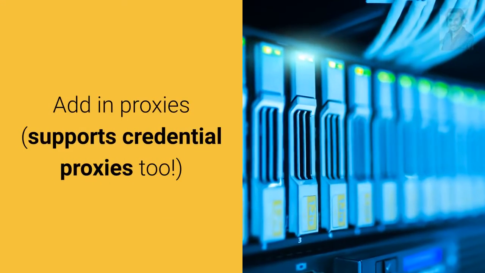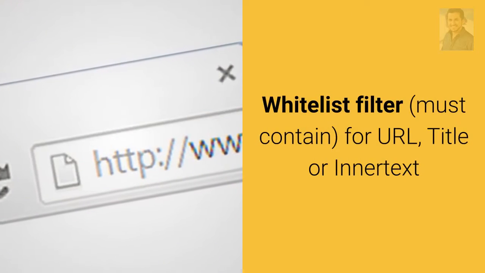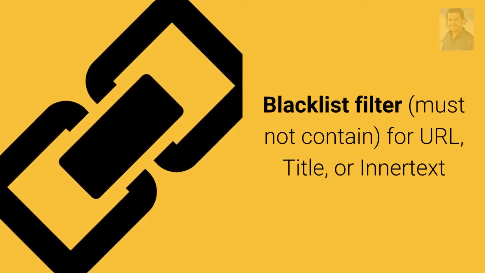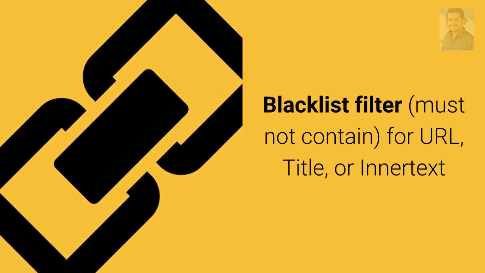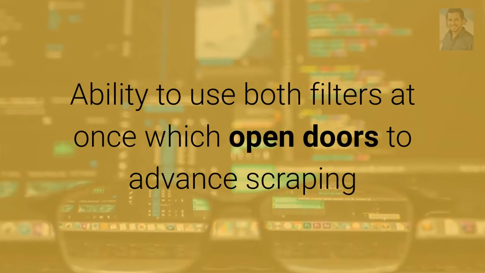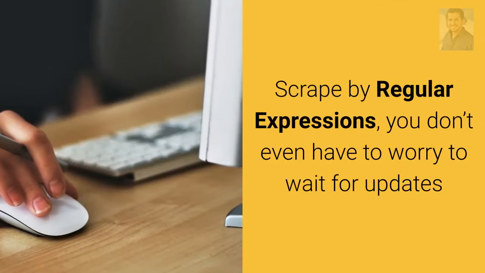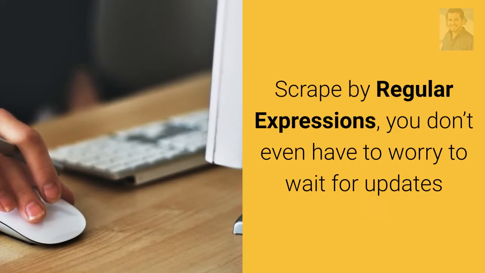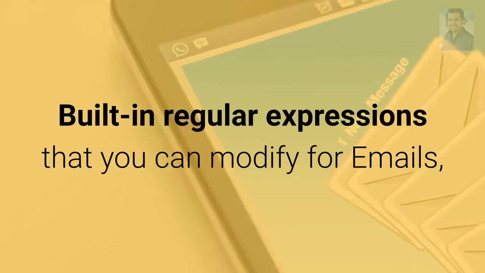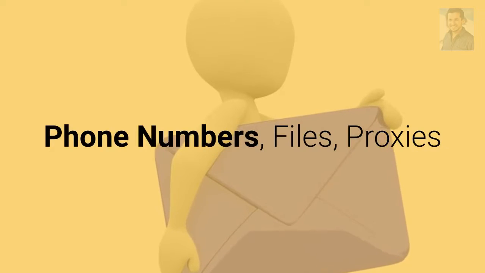Add in proxies, supports credential proxies too. Whitelist filter, must contain for URL, title or innertext. Blacklist filter, must not contain for URL, title or innertext. Ability to use both filters at once, which opens doors to advanced scraping. Scrape by regular expressions, so you don't even have to wait for updates. Built-in regular expressions that you can modify for emails, phone numbers, files, proxies.